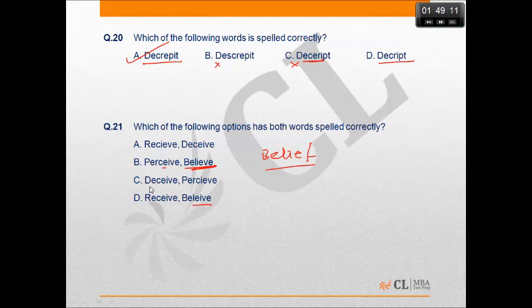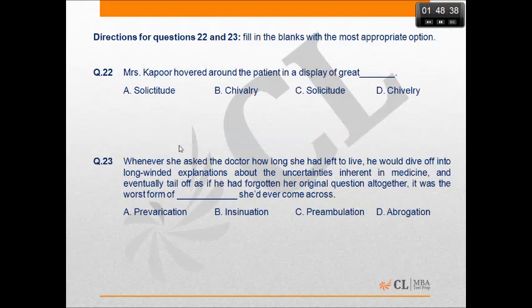Perceive. I know belief, but okay. Take a chance, leave. Let me look at the other. Deceive. Receive, RECIE. I will leave this question. I'm not sure. I think this is the answer, but this is definitely wrong. Believe is definitely wrong. But I don't know about this, so even if this is right, I'm not sure about the others. So skip.